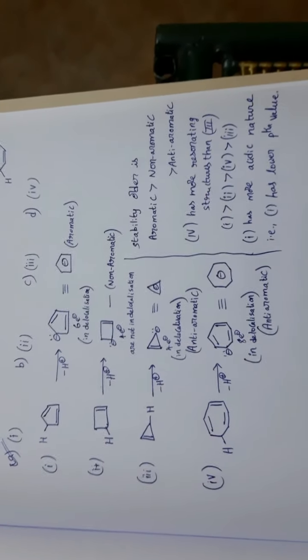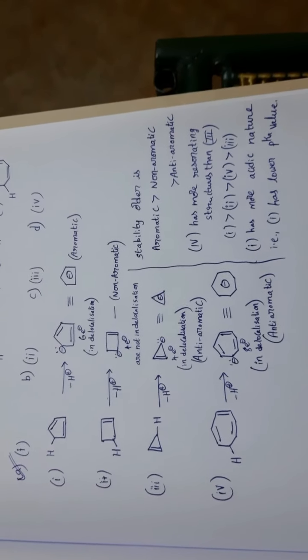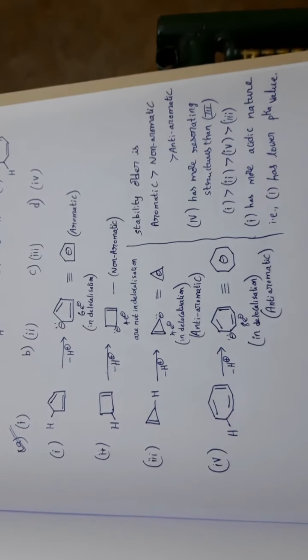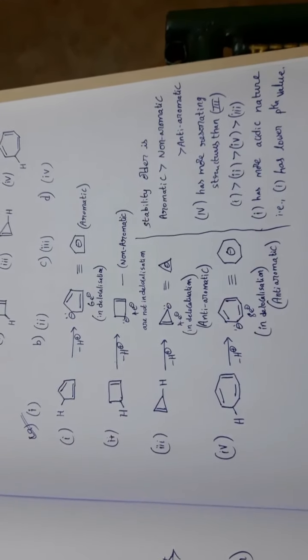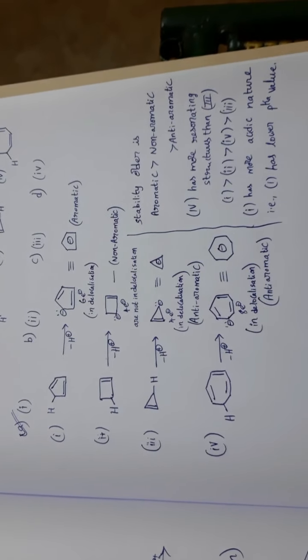I hope you understood the answer. Okay, students. So the formed anion having more stability means that corresponding compound can donate proton easily. That means it has more acidic character. Acidic character is more means pKa value is less. That's why option A is the answer.